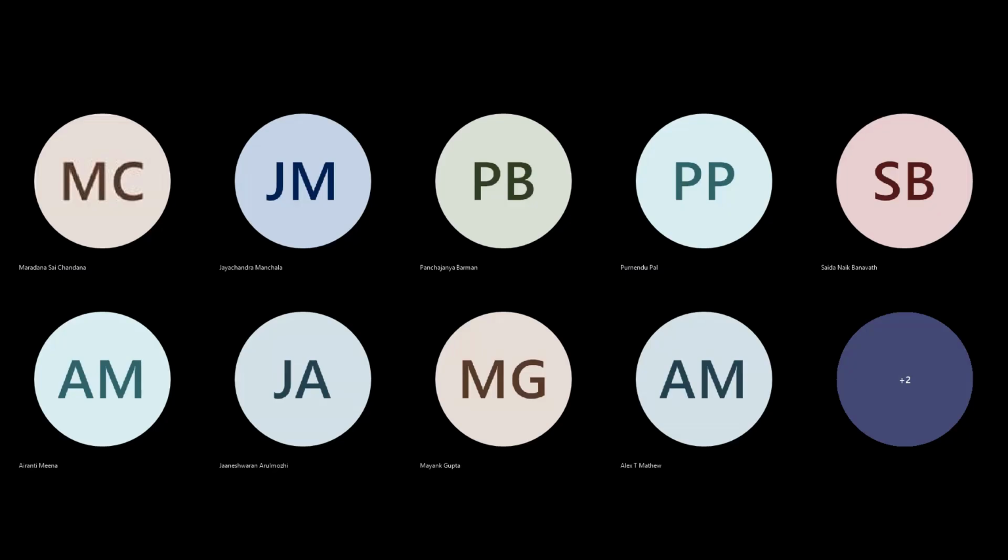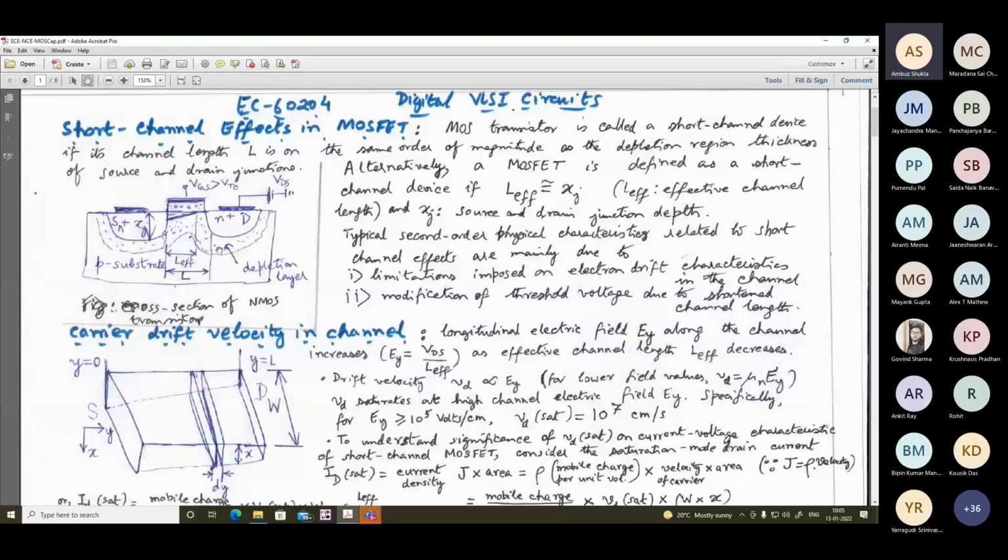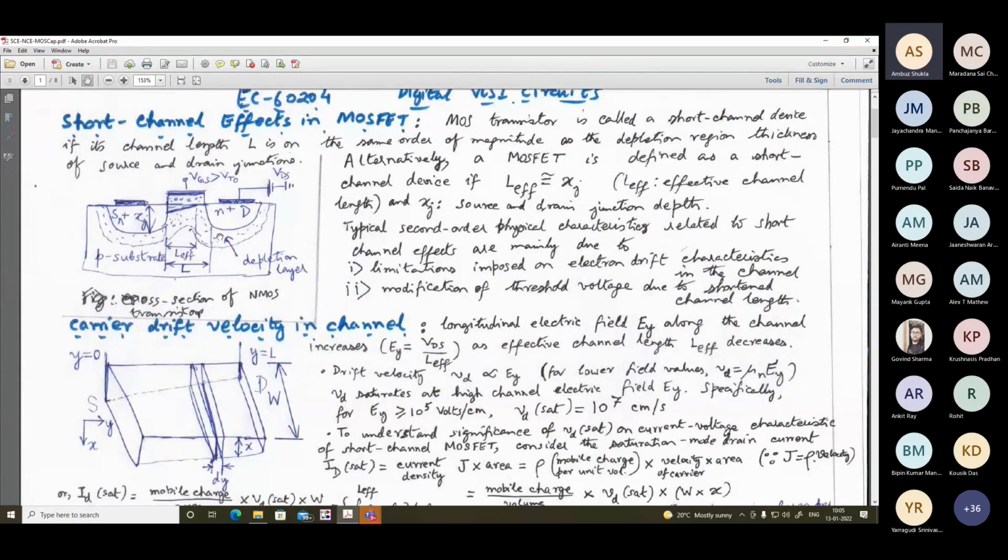become of similar dimensions as the junction depth, also the extent of the depletion region, either on the drain side or on the source side. So then we talk about a short channel device. And the typical manifestations of these short channel effects we'll discuss in terms of two phenomena.